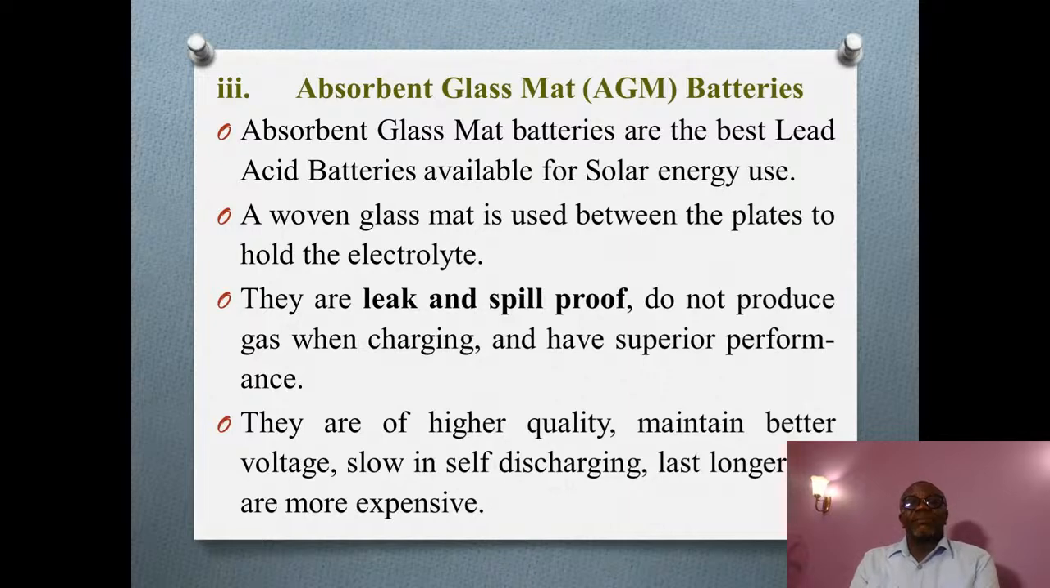A woven glass mat is used between the plates to hold the electrolyte. They are leak and spill proof. They do not produce gas when charging, and they have superior performance. They are of higher quality, maintain better voltage, they are slow in self-discharging, last longer, but are more expensive.